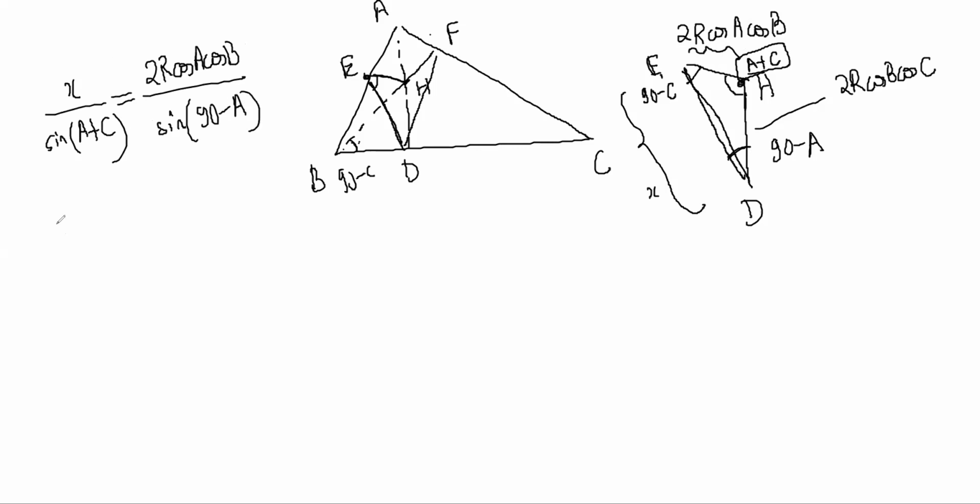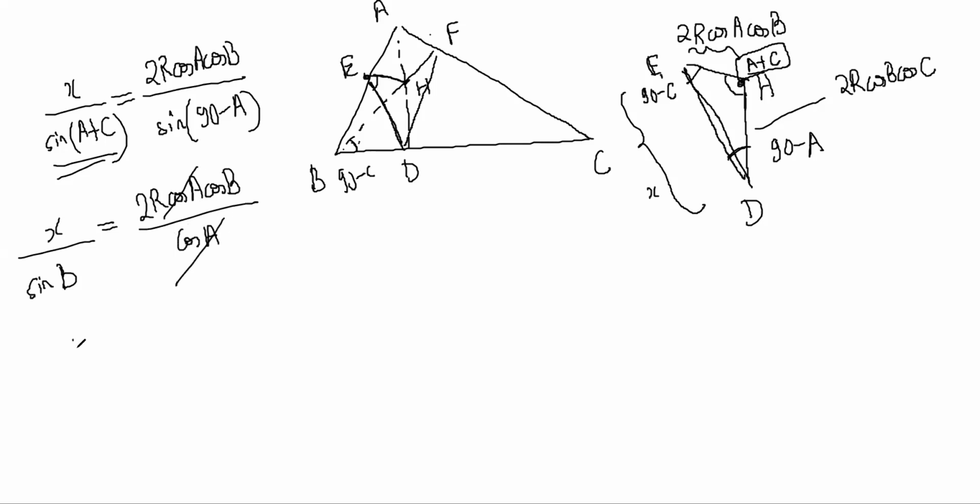Correct, no? So this becomes sine A plus C, what? Sine A plus C is sine B, right? In a triangle, this is equal to 2r cos A cos B, and cos A cancels. This is equal to 2r sine B cos B, right?